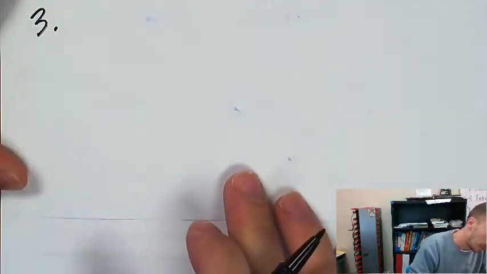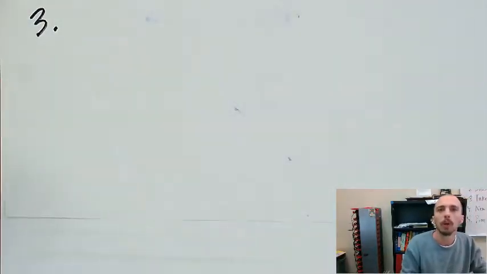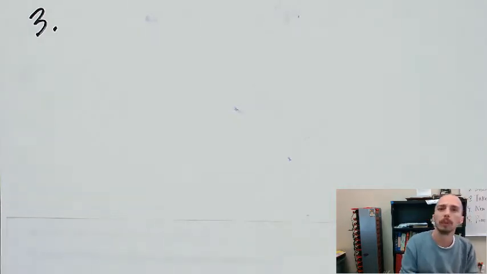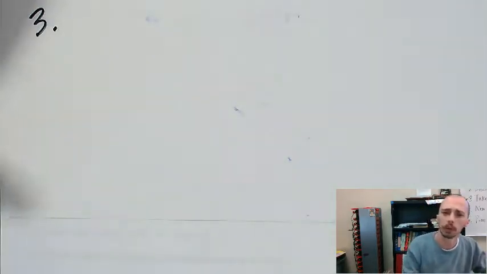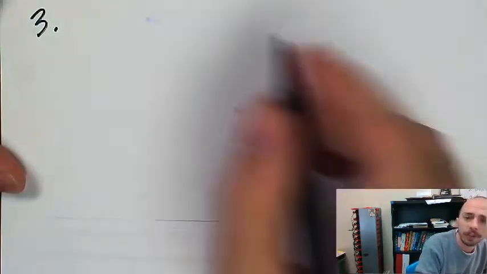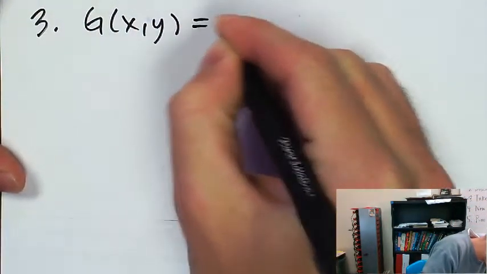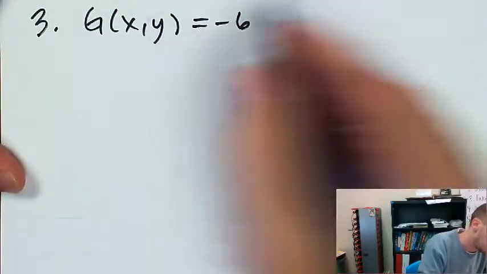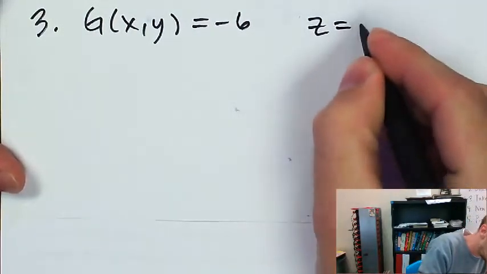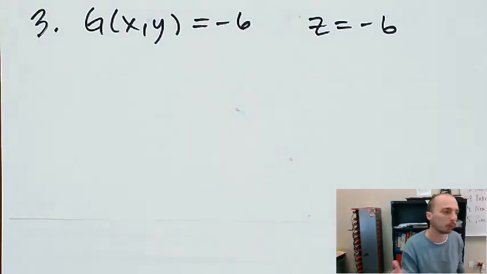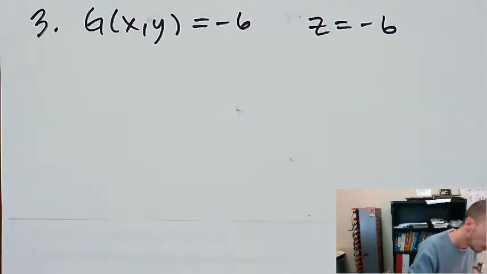But the idea is, I think in the long run, what we want you to be able to do is not be able to produce a beautiful sketch, but to be able to just kind of know what some things look like. So if I have g of x and y equals negative 6, okay, that's basically me saying z equals negative 6. And that's going to be a plane. Remember that anything that's linear in x, y, and z is going to give me a plane.